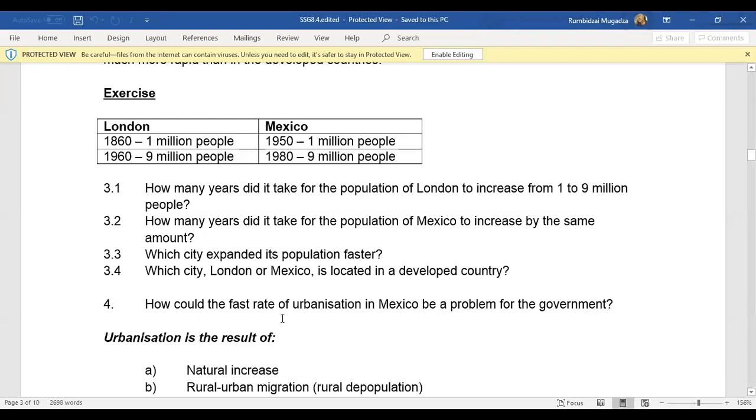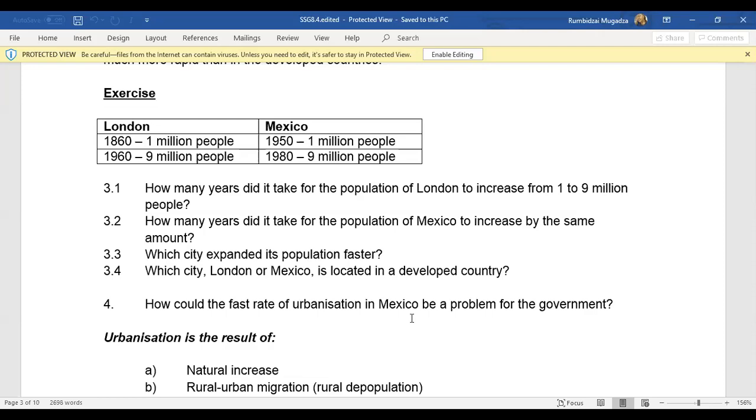How could the fast rate of urbanization in Mexico be a problem for the government? When people are moving to the urban areas, many people, how does it affect the government? How can it be a problem for the government? What do you think? That is an incorrect answer. There are many.